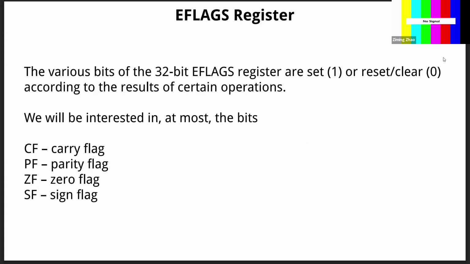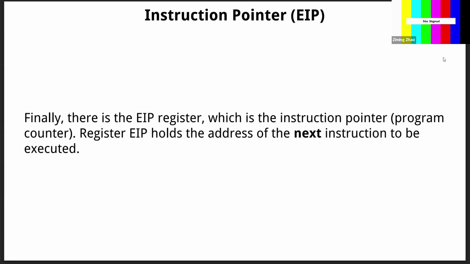So the EFLAGS register has many interesting flags, and each flag is just 1 bit. They show whether the previous computation had a carry, whether there was a borrow, whether the computation result is 0, whether the result is negative, something like that. So there are the carry flag, parity flag, zero flag, and sign flag.